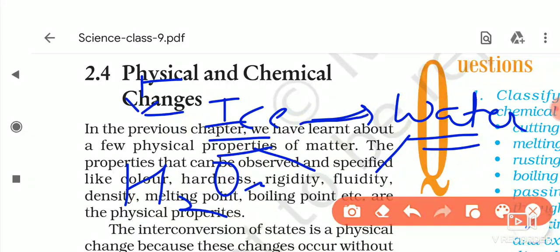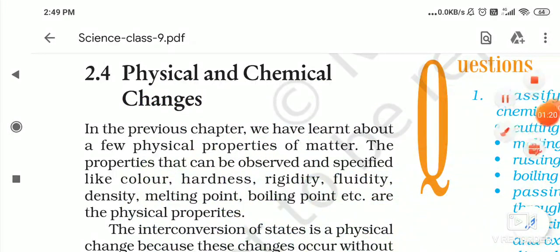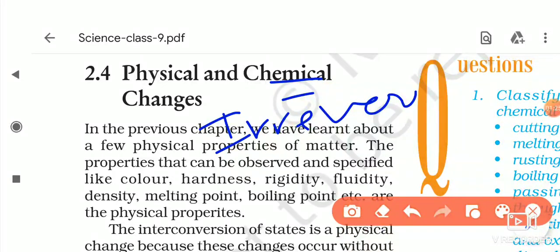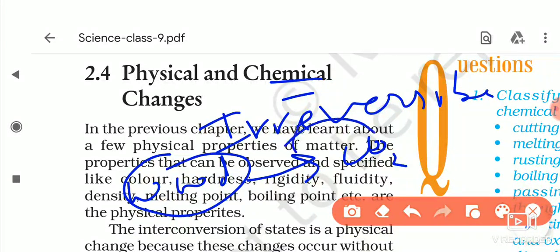For example, ice melts into water, and when we freeze water it converts into ice, which means physical change is reversible. But in case of chemical change it is irreversible. For example, burning of wood produces carbon dioxide gas, and we cannot get wood again from carbon dioxide, or we cannot get milk from curd. It means it is an irreversible change.